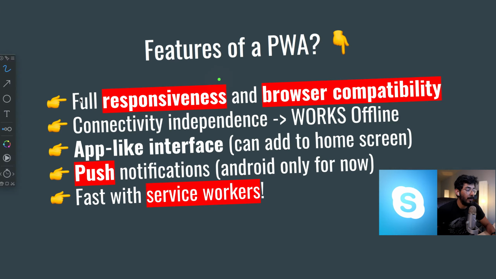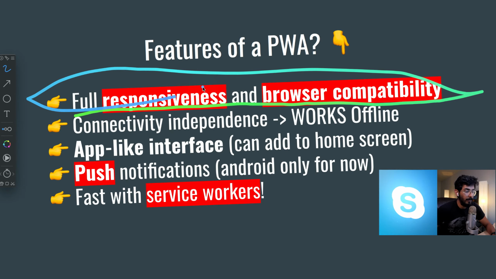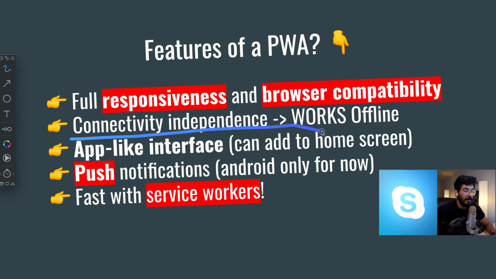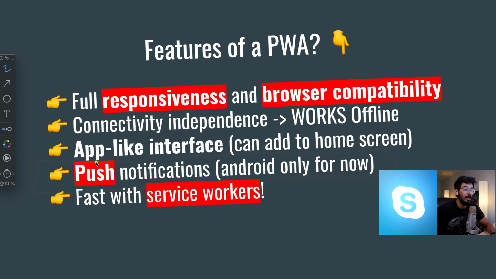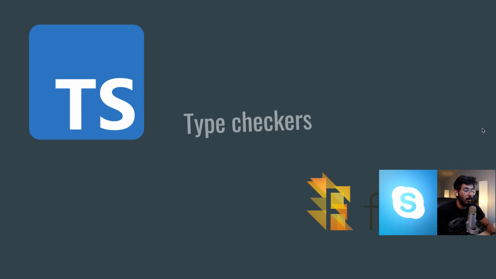So features of PWA: it allows you to make it fully responsive and adds in browser compatibility. It has connectivity independence, so your app can actually work offline as well. It has an app-like interface. You can add it to your home screen. It has push notifications, which for some reason are only for Android right now. So I think Apple needs to step up their game. And it allows you to make it fast using service workers.